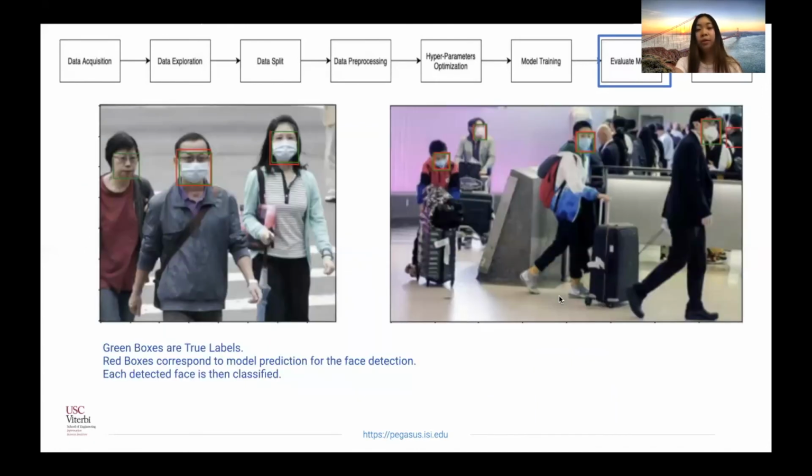Now we can also evaluate our model by looking at the output image. So in these 2 images, the green boxes are the true labels and the red boxes are what the model predicts. So as you can see, the model does a fairly good job, except on the left, it forgot to detect someone's face here. And then on the right, it added a bounding box when there actually wasn't any face present.